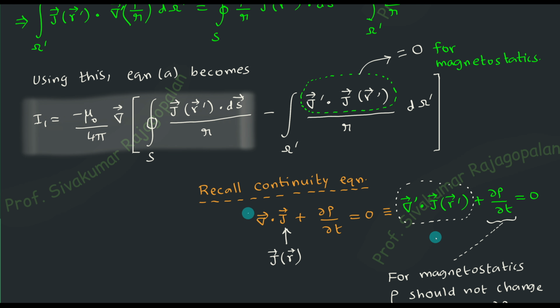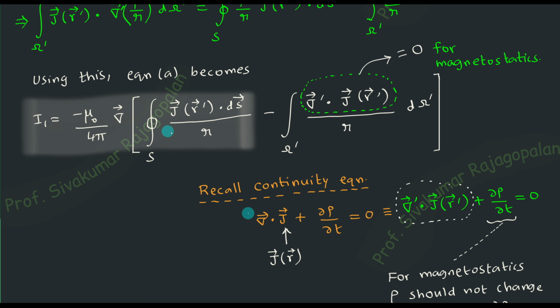If you say that you don't want a static condition, then remember that this particular term will not go to 0. Instead, you have to substitute minus dou rho by dou t here. That point you remember. And in that case, ultimately I1 will not go to 0. So for the dynamic situation, that means when you are talking about electrodynamics, the first integral will not go to 0. That is a point to be noted. However, let us make a special situation of magnetostatics, and then the second term goes to 0.